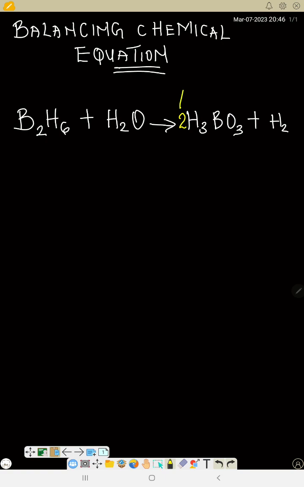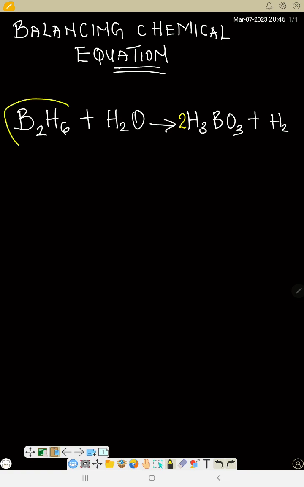Now that I put this 2 here, I will never change it again, except if I use a fraction to balance the one that stands alone. But now I can't change the number. So it's not like the method you are learning in your school. After putting the number, you balance, now count, and you say, oh, 2 cannot work, you remove it. No, this cannot be like that.